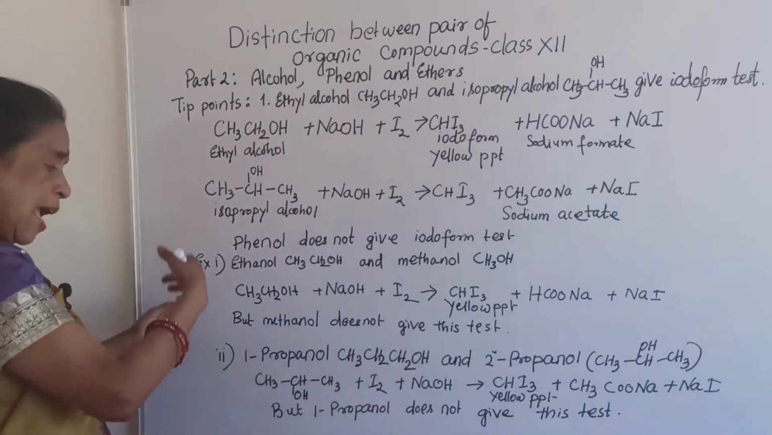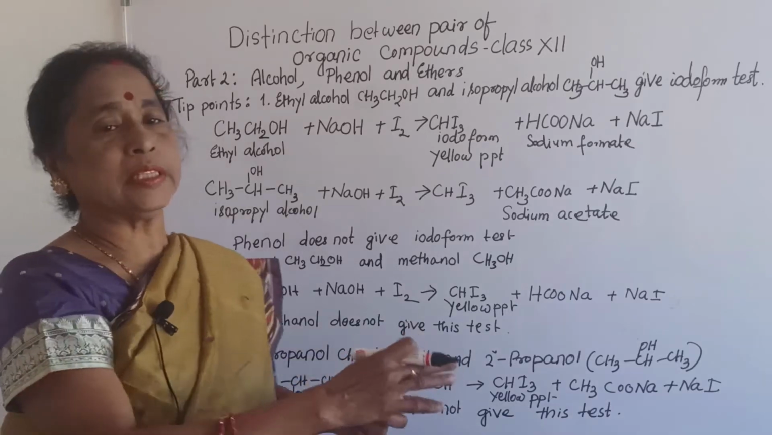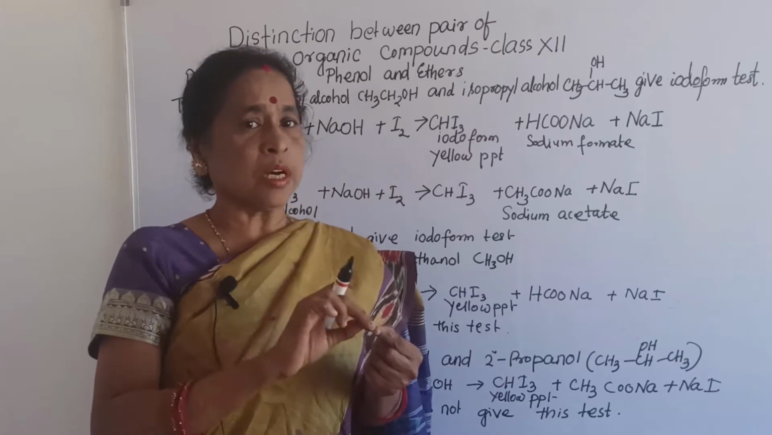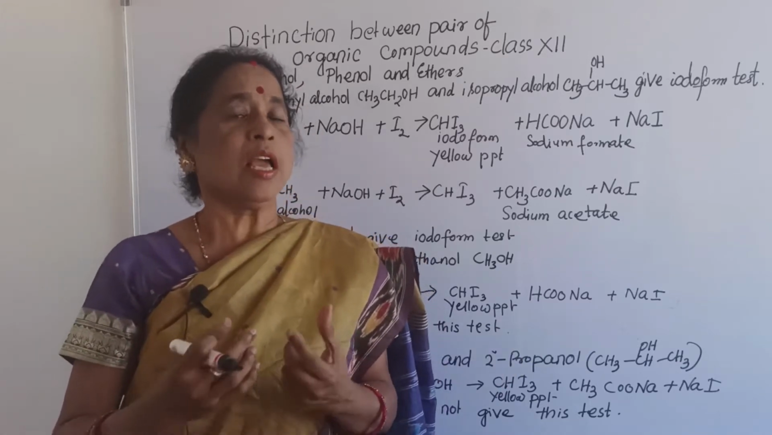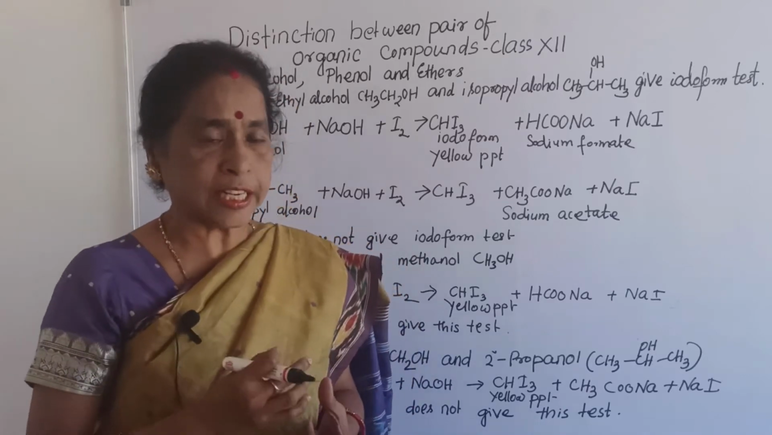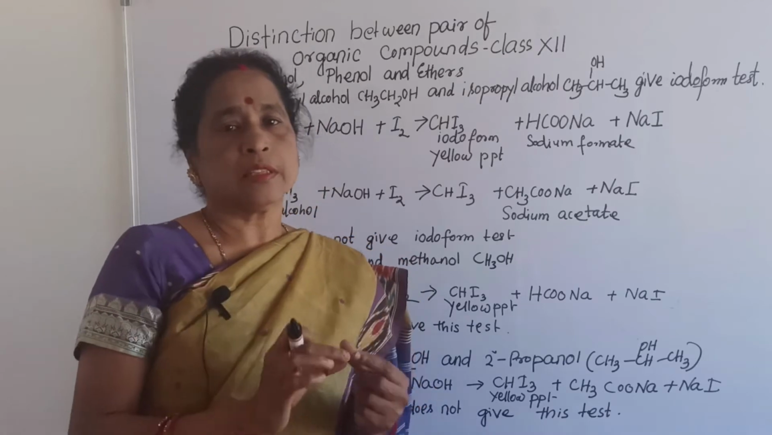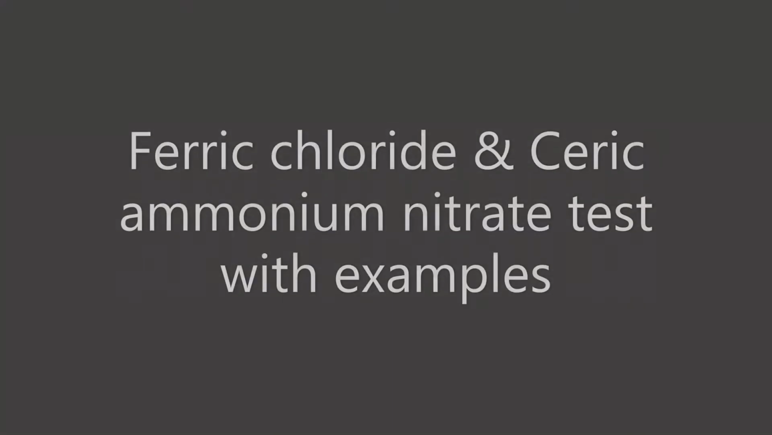Then here again you will write, but 1-propanol does not give this test, otherwise it has no meaning. First you will see what a compound will give, what type of test, that visibility test, color, and references you will write. And second one you will write, the other compound does not give this test. Okay, you will see.